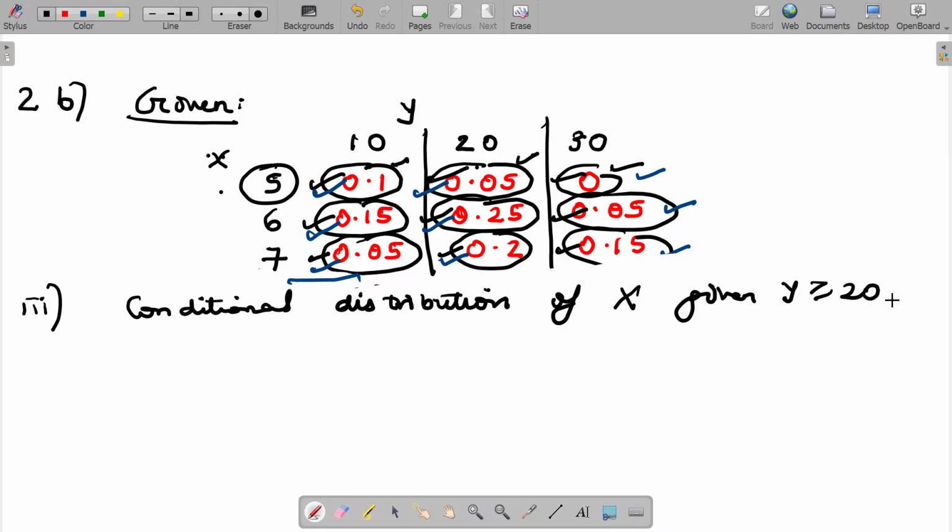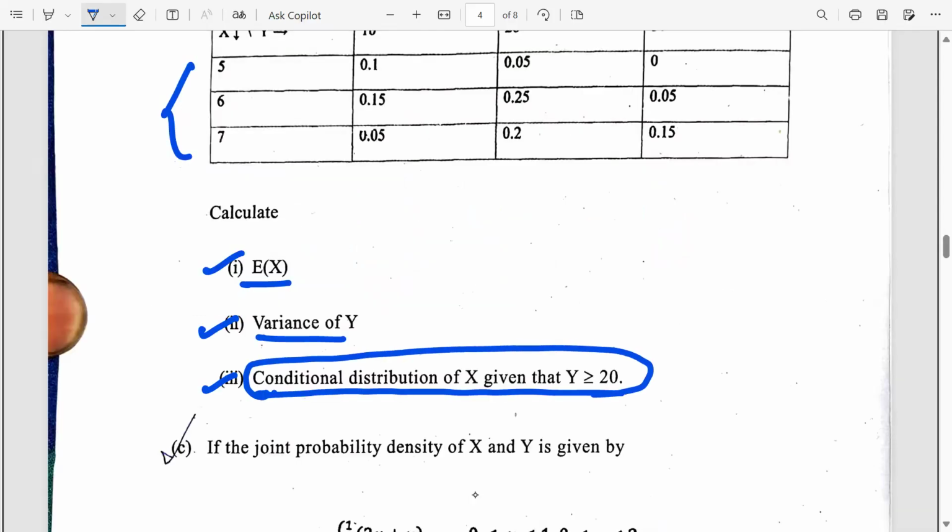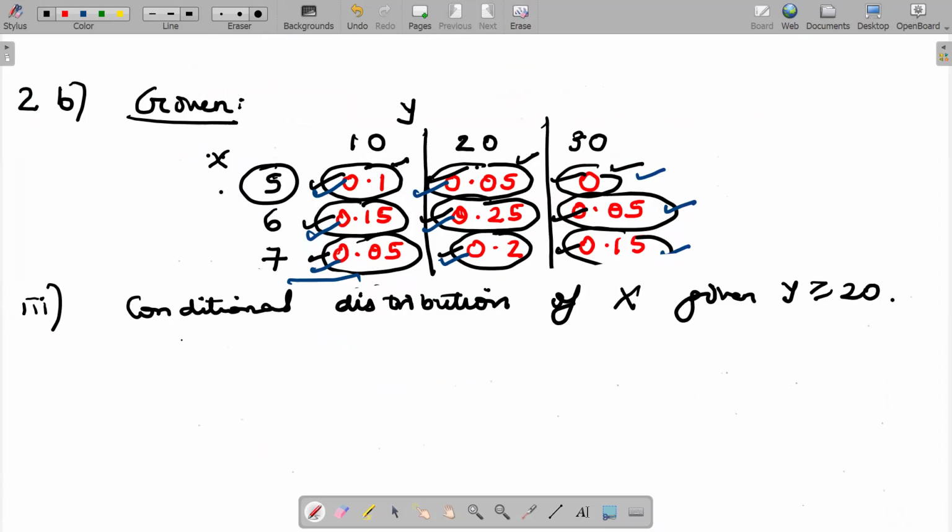Let's just confirm this from the question paper. Coming back to the question paper, conditional distribution of x when y takes the value greater than or equal to 20. So what are the values taken by x and the corresponding probabilities of x given that y takes the value greater than or equal to 20? Okay, so the values taken by x are 5, 6 and 7. What is the probability of x taking the value 5 when y takes the value greater than or equal to 20? So first of all, the favorable outcomes are how much?